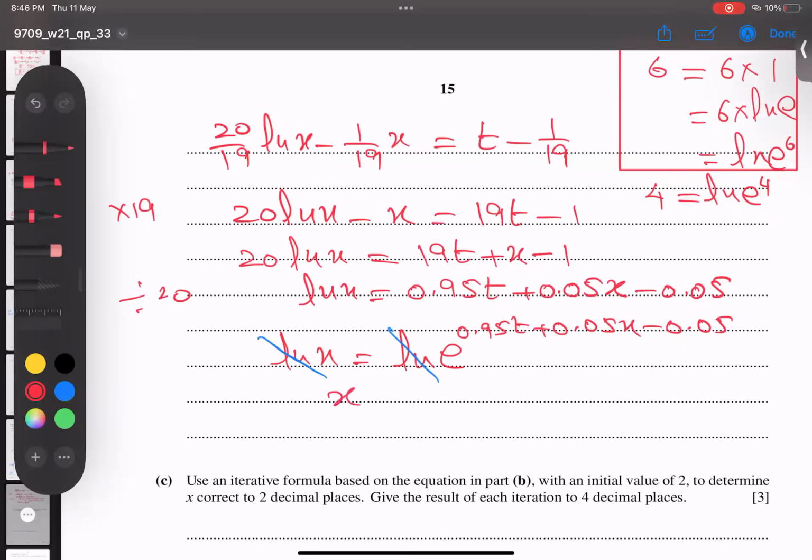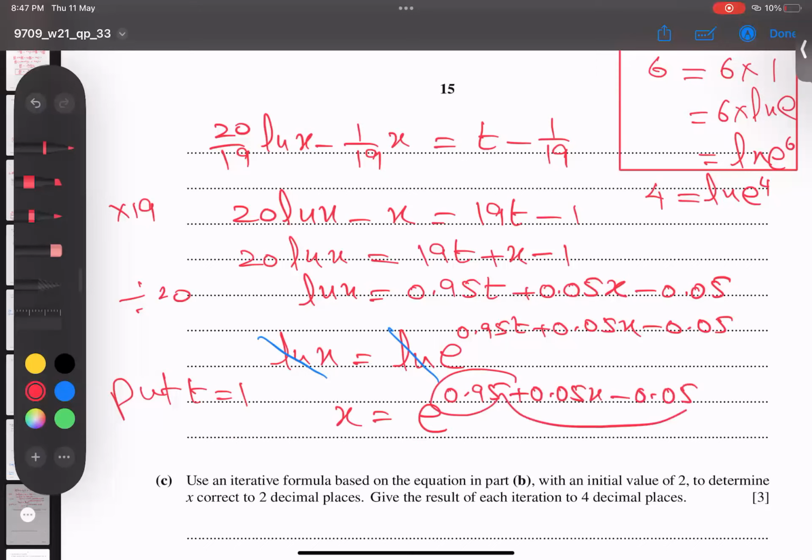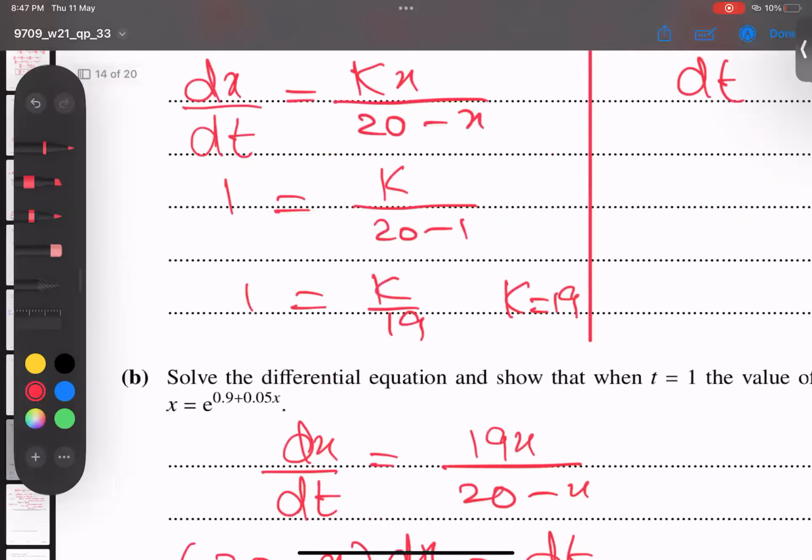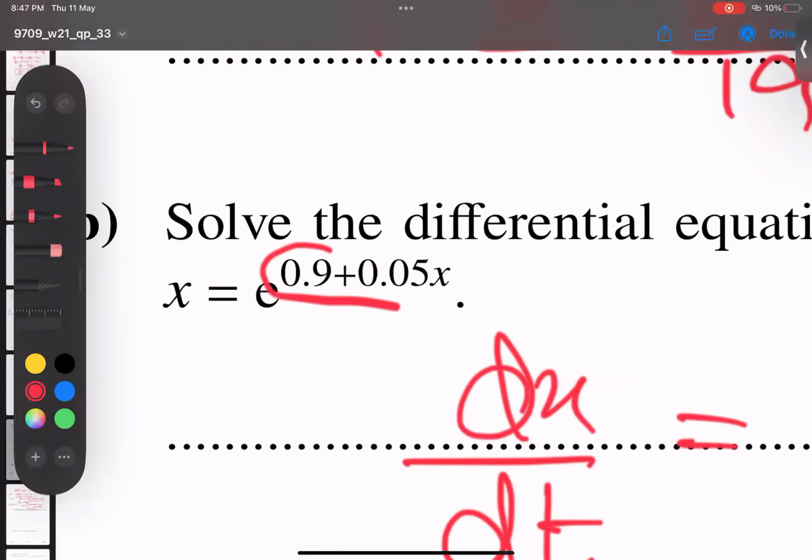I hope you got it now. What is the reason behind it? And now plug in the same time, t equals 1. T equals 1 will come here. Let's see what happens. So 0.95 plus 0.05x minus 0.05. And when I solve this, I will get the answer I am looking for: e to the power 0.9 plus 0.05x. Let's see what the question is asking for. So yes, 0.9 and 0.05x.